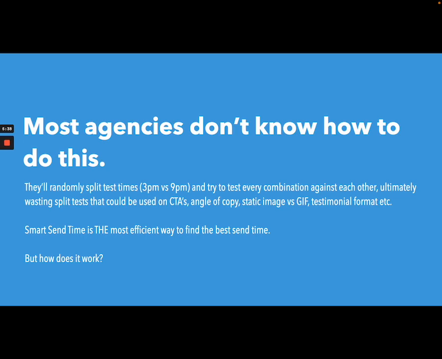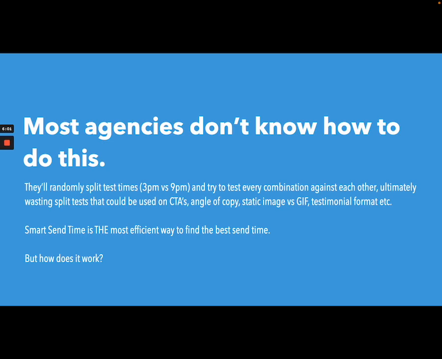But, nonetheless, most agencies don't do this, okay? I know a lot of them, and they can be really just kind of sporadic with the split test. So, it could be 3 p.m. versus 9 p.m. and then the next time they'll test another random time, and it's all just kind of all over the place. And ultimately, they don't even really know whether their test is conclusive.